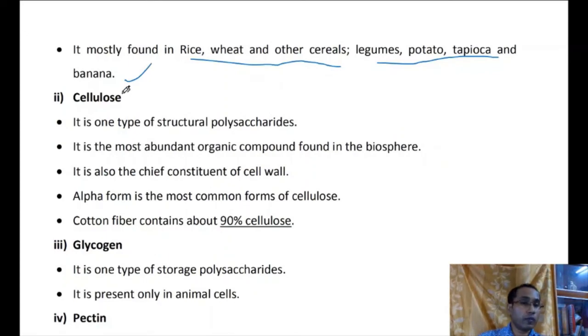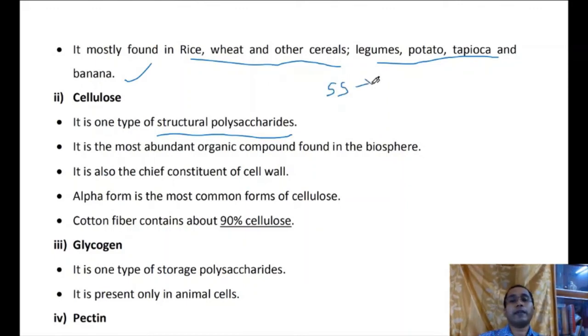Cellulose, what is the difference? It is a type of structural polysaccharide, whereas starch is a storage polysaccharide. This is the difference. So basically, polysaccharides are present in the plant system stored as starch. You can write down SS here.